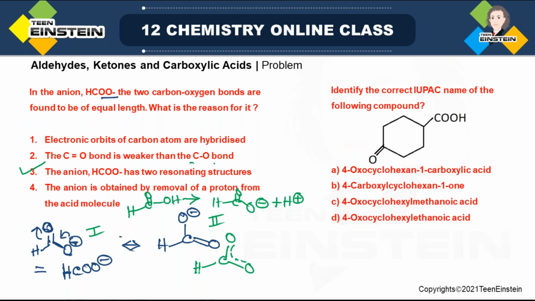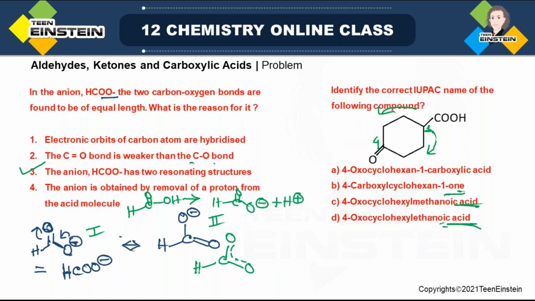Next, a nomenclature related problem. Identify the correct IUPAC name of the following compound. So here the compound is given. Numbering will be started from this position because this is the carbon where the CO2H group is attached. Now the C double bond O that is present is at a symmetrical position. So whether you move from this side or this side, it doesn't matter, because this position is always 4. Now look at the names. Obviously this is not correct. This is also not correct. Okay, this is also not correct.